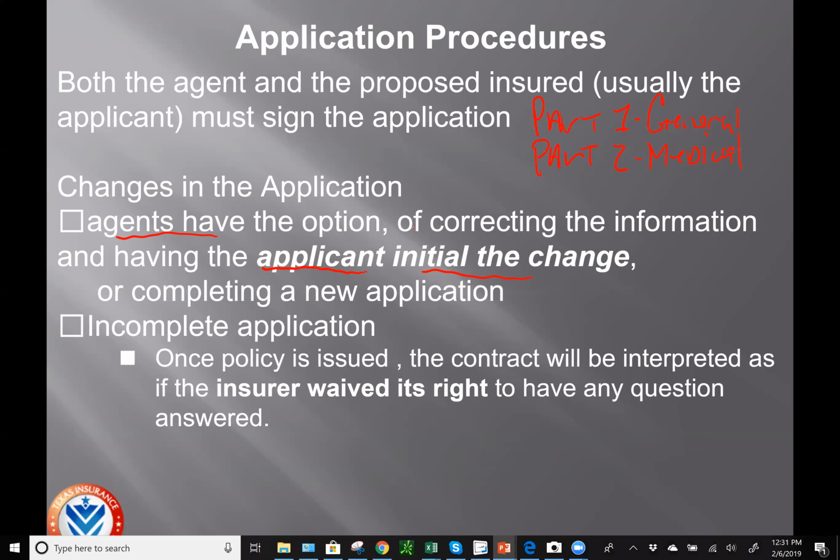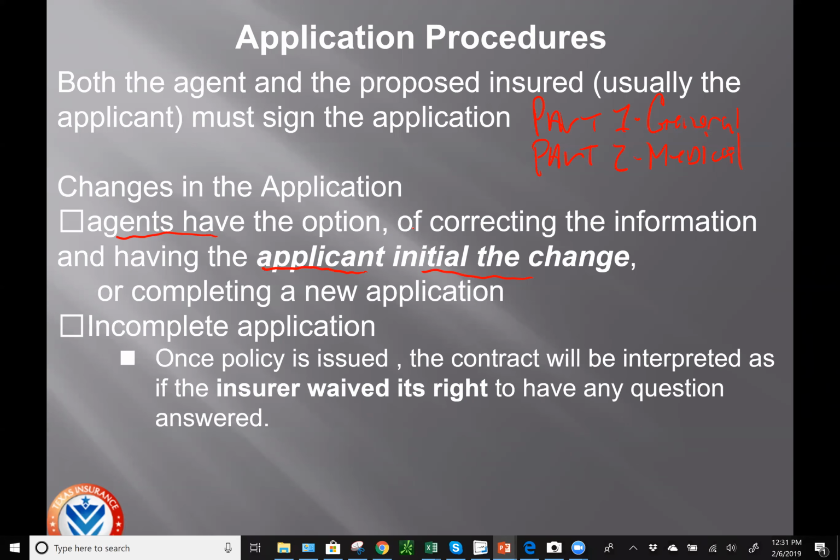Next, let's talk about an incomplete application. All right, so you're doing an application on me. You inadvertently skip over one of the questions. You don't notice it. I don't notice it because I don't even know what questions are on your application. And let's say at the end we both sign, and you turn the application into the insurance company.